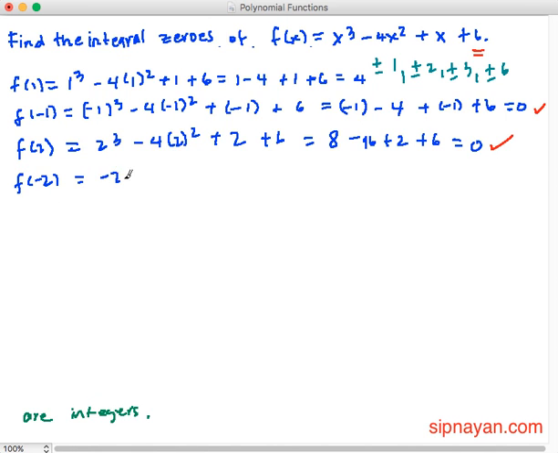So this is negative 2 cubed minus 4 times negative 2 squared plus negative 2 plus 6 equals, so magiging negative 8, minus 16 yan plus negative 2 plus 6. I think obviously hindi to 0, no? So negative 24 minus 2 is negative 26 plus 6 is negative 20. No? What else? F of 3.